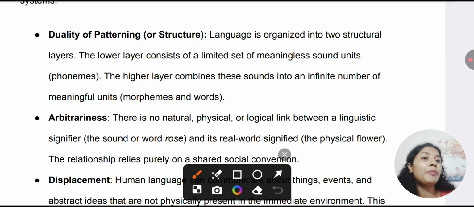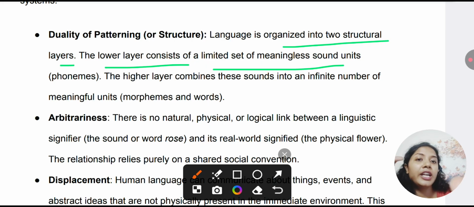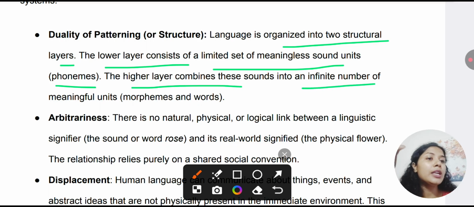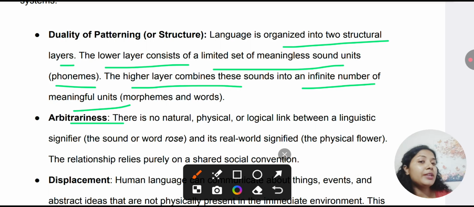So in duality of patterning, language is organized into two structural layers. The lower layer consists of a limited set of meaningless sound units that we have, phonemes, and the higher layer combines these sounds into an infinite number of meaningful units that we use, the morphemes and words. Okay, so this we call duality of patterning. Remember, then हमारा arbitrariness आ जाता है. Arbitrariness, as per Saussure, he said that there is no natural or logical connection between a linguistic sign.